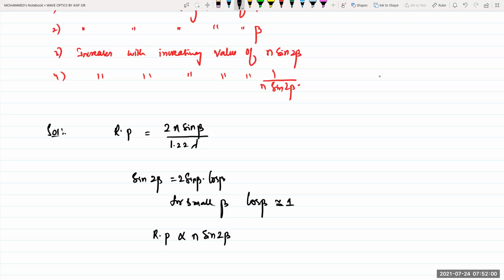2 sine beta can be written as sine 2 beta. So resolving power is directly proportional to n into sine beta. That means it increases with the increasing value of n into sine beta. Is that clear? Yes, sir.